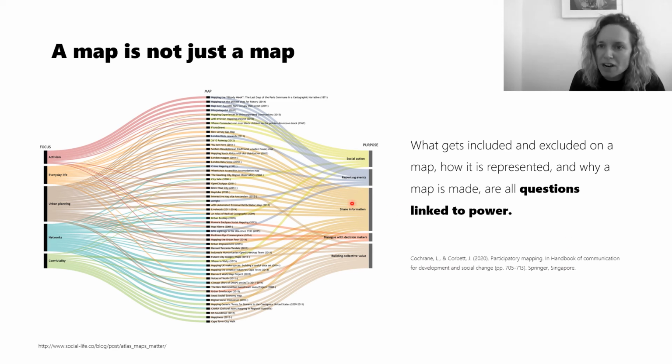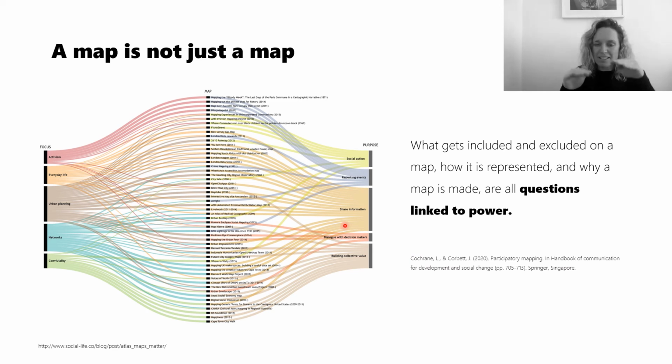Maps can be used to share information. Right? So what's happening and where? This is another way of occupying space. Let's show this to council. People are using this space in an unexpected way. Maps can document that, and so they can be like an advocacy tool, particularly when they're used in dialogue with decision makers or those in power.